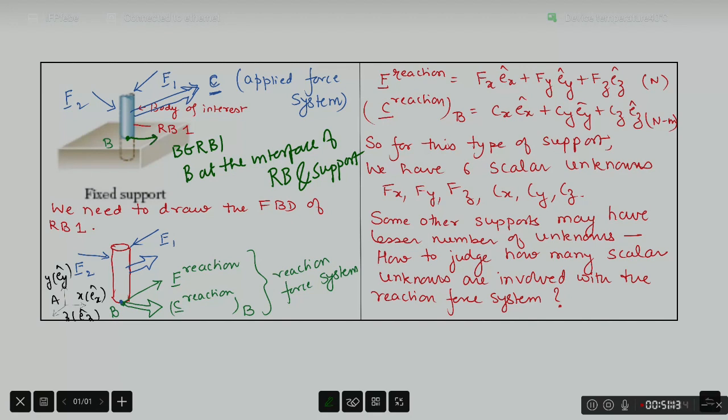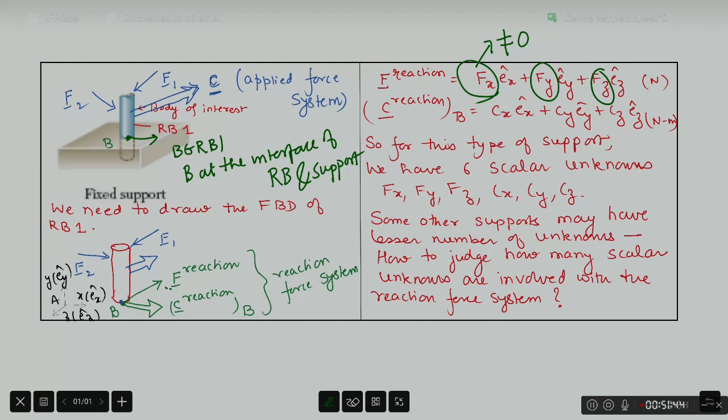Similarly, you ask, if I try to move B in the Y direction, will your support resist it? He says yes, you should retain Fy. Similarly for Z, he will say that it will resist and you should put Fz. This is what is a fixed support. So in that way you will judge whether Fx, Fy and Fz will be there or not. This is the judgment about the force components.